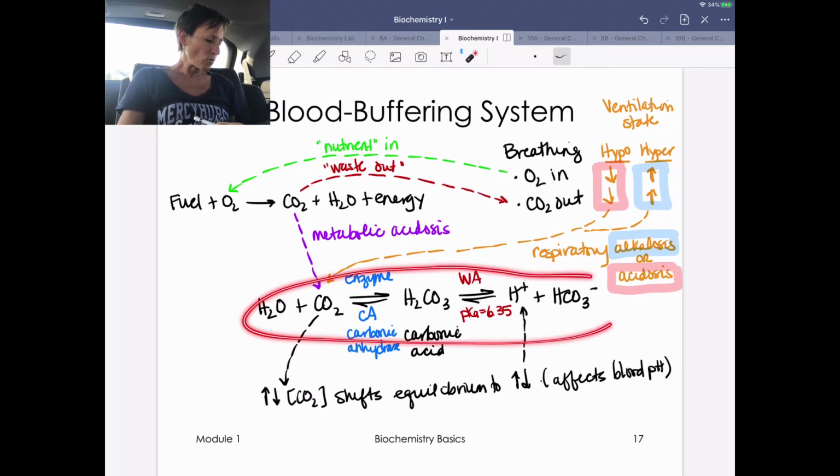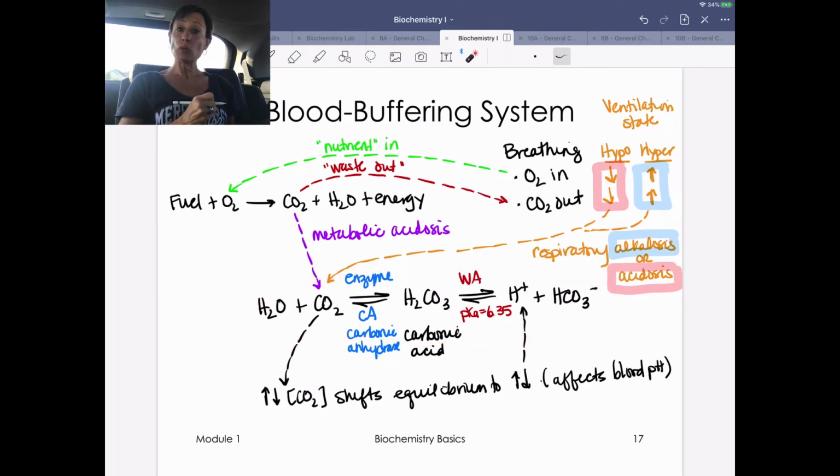So we started out by writing this equation down here. This is a 2-part equation that has an enzyme and a pKa that you need to know. So the enzyme carbonic anhydrase is responsible for fixing water and carbon dioxide together to make carbonic acid. That itself is a weak acid with a pKa of 6.35 that will dissociate into H+ and HCO3-. This equilibrium in this system is one part of how your blood modulates its pH.